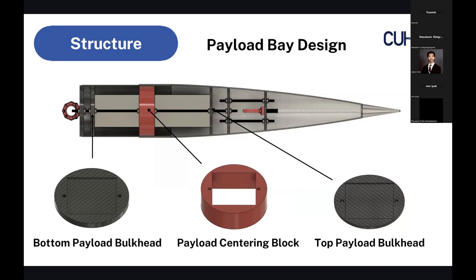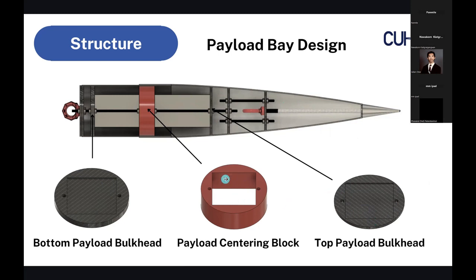Next, for our payload bay design, this year we integrate the payload into the nose cone. So it will be harder, but it can also do a lot more. In this case, we use an M8 eyebolt at the top of the nose cone tip, and then we use two M6 studs running along the carbon fiber thread. Then we have the top and bottom payload bulkheads, which slot into the payload shape.